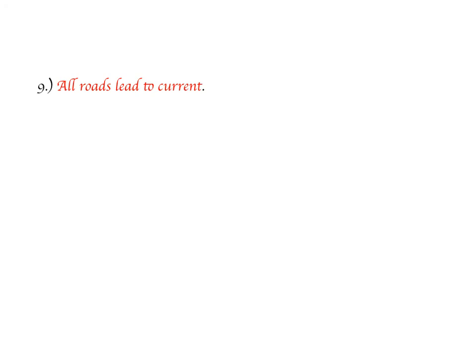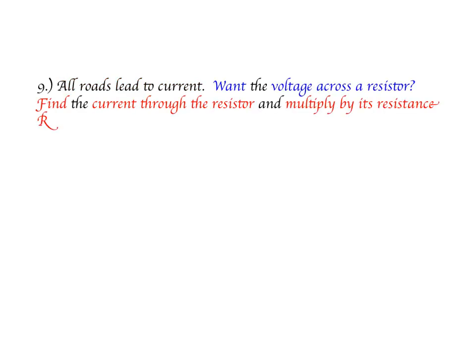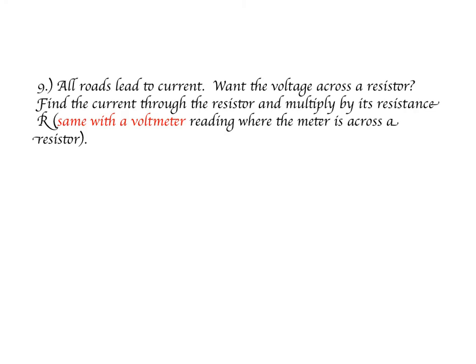And that pretty much does the problem and brings us back to that last tool, which is to say all roads lead to current. And I want to say a little bit more about that now. So you want voltage across a resistor, you have to figure out the current through the resistor so you can multiply by the resistance to get the voltage. You also have to do this if you happen to have a voltmeter across the resistor and you want to know what the voltmeter was reading.